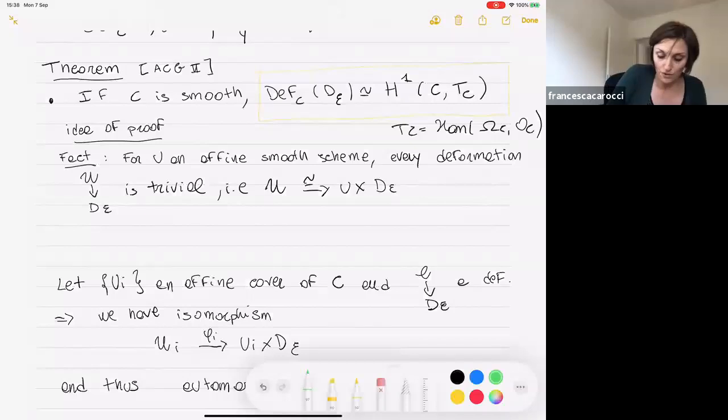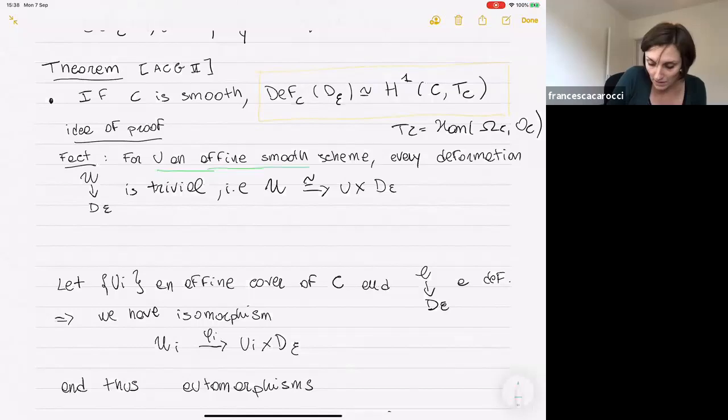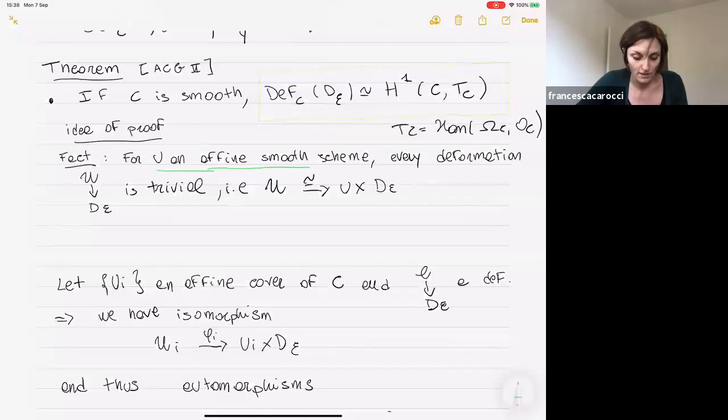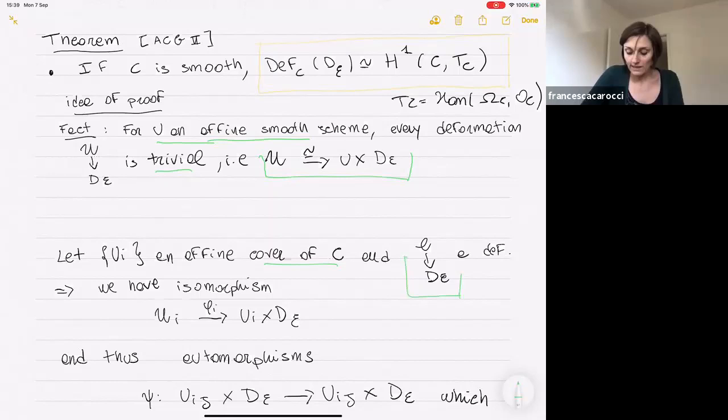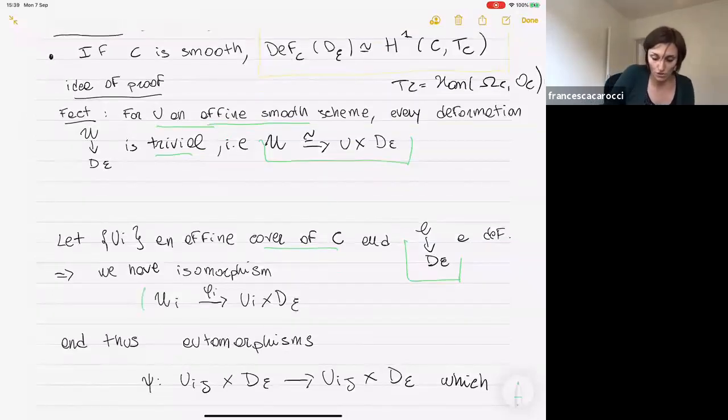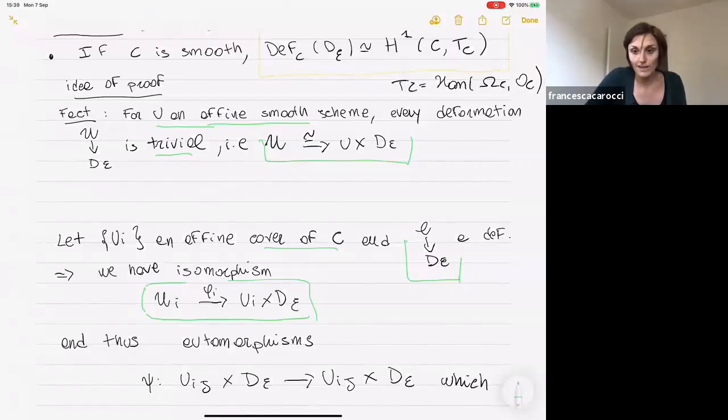And what we take for granted is the following: if U is an affine scheme which is smooth, then every deformation over the dual numbers is trivial, which means that it's just isomorphic to the product deformation U times epsilon. So now let's choose an affine cover for our projective smooth curve C, and let's look at one deformation over epsilon. This deformation over epsilon is going to induce a deformation of the affines U_i. And for what we are taking for granted, we know that the induced deformations over the U_i are all trivial. So we have a series of isomorphisms phi from this induced deformation to the trivial one.